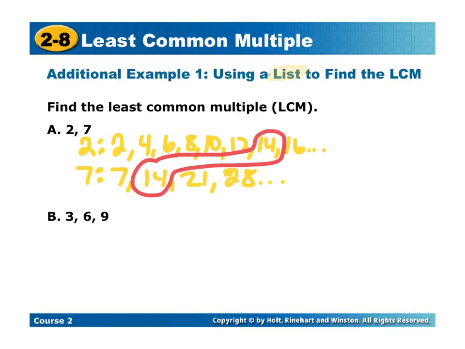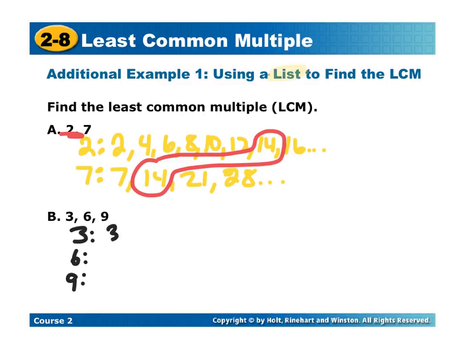This is where multiplication tables also come in handy, because you can look along. If you have one that has both of the numbers that you're looking at, you can look for their multiples for something that they have in common. So just keep in mind you're looking for a common multiple and you're looking for the smallest. List method works the same if you're using three numbers.